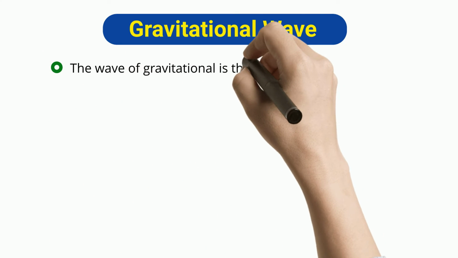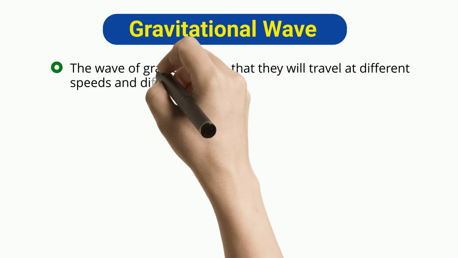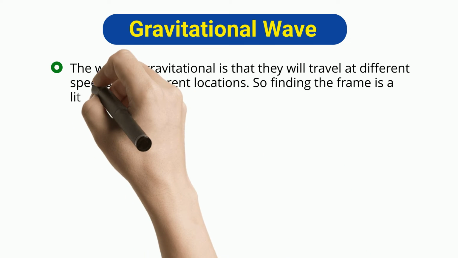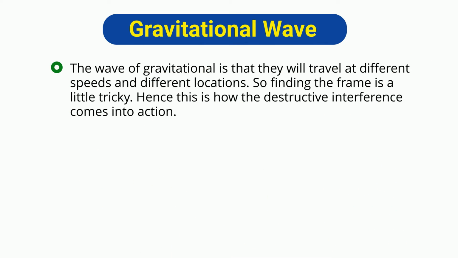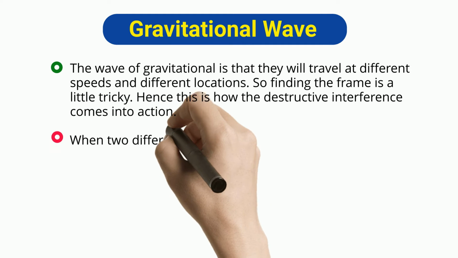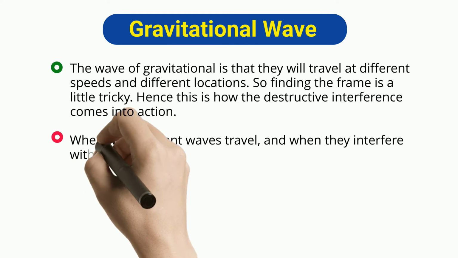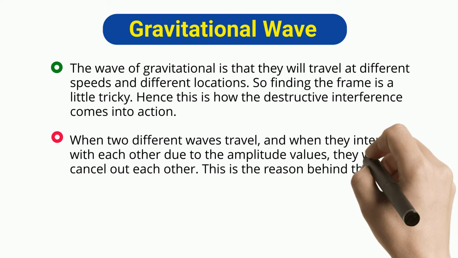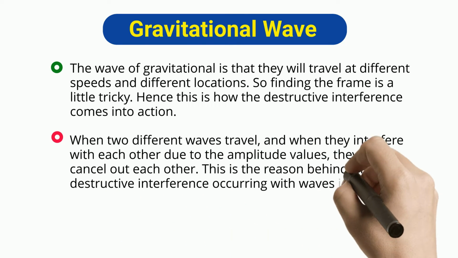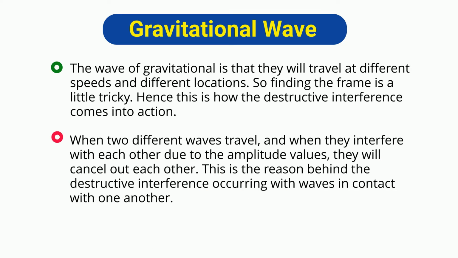Gravitational waves travel at different speeds in different locations. So finding the frame is a little tricky. Hence, this is how the destructive interference comes into action. When two different waves travel, and when they interfere with each other due to the amplitude values, they will cancel out each other. This is the reason behind the destructive interference occurring with waves in contact with one another.